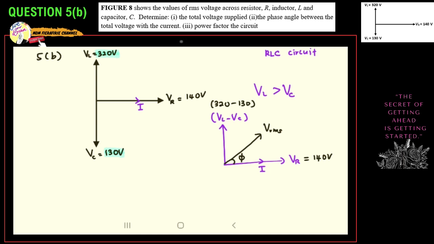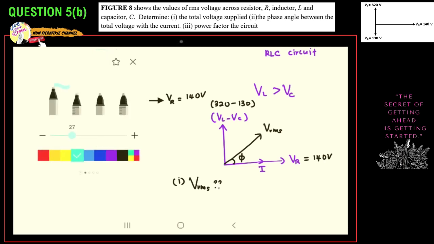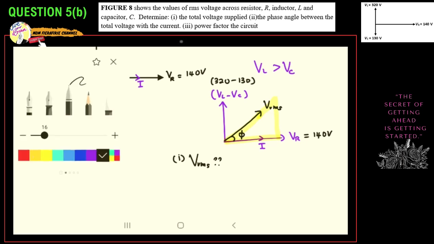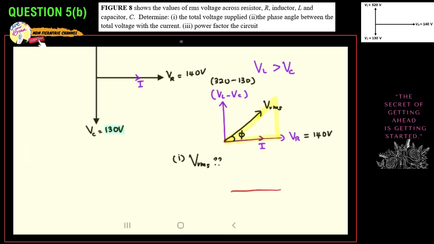Okay, so dia nak suruh kira apa yang pertama? The total voltage supply. So the total voltage supply is actually VRMS. Okay, so kita nak kira VRMS. Okay, so if you look at this phasor diagram, you can see here we have a triangle. Actually, we have a triangle. Okay, triangle macam mana tu? Okay, ini saya dah pernah terang dah kat video set 1. Okay, kalau kita ada triangle macam ni.